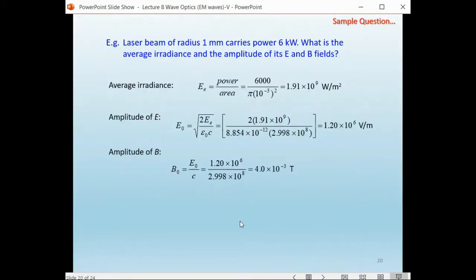Here is a sample question. If you have a laser beam of radius 1 mm and it carries radiant power of 6 kilowatt, what would be the average irradiance and amplitude of its E and B fields?